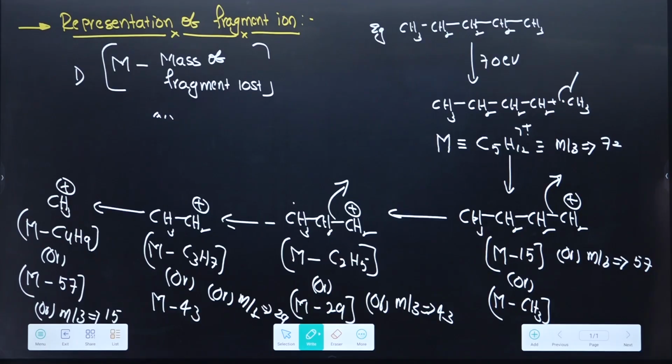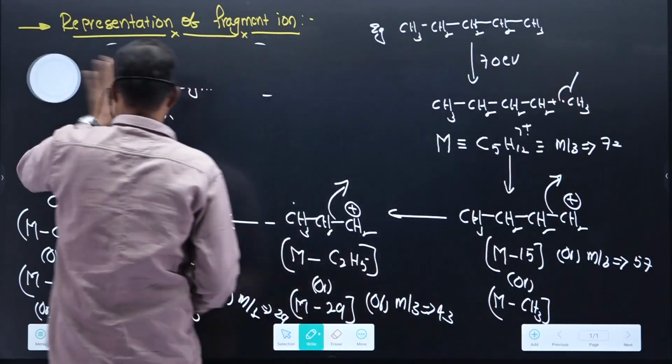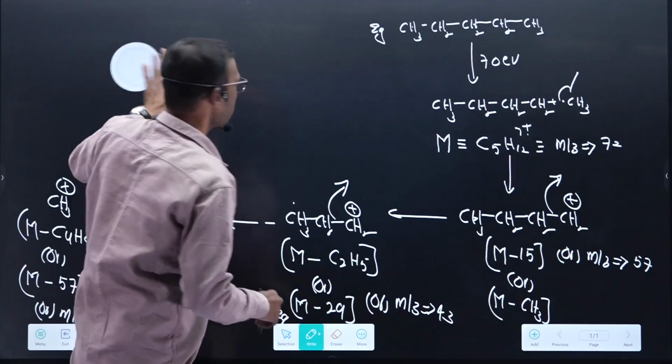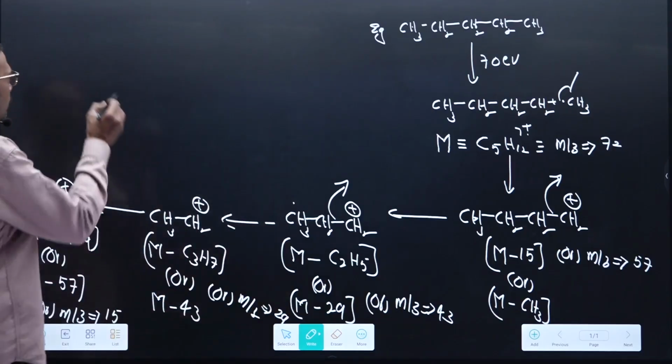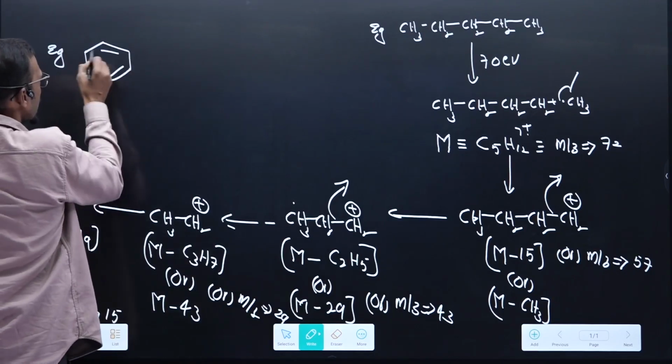Can I give one more? Will you work it out? So now we are representing a fragment ion. How to write a fragment ion? Okay, so I am giving benzene. You need to work out this.